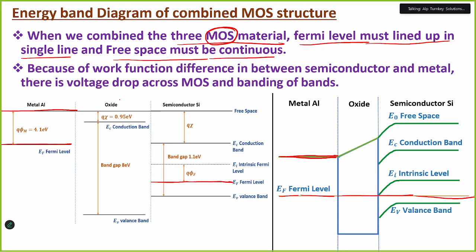What happens at the oxide? Oxide means you will get a ramp function. And E naught, here you are getting some tilt. You will get a curve, and this is the total free space. Here the conduction band also shifts, and you will get it like this. This is the conduction band, this is the intrinsic level, and this is the valence band. Like this, if you combine metal, oxide, and semiconductor, you will get this.